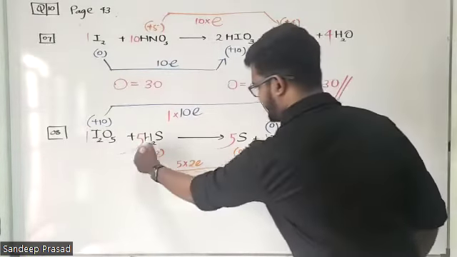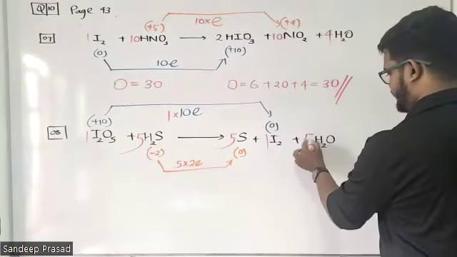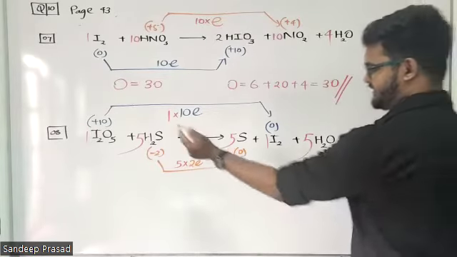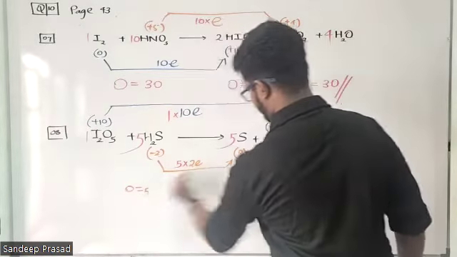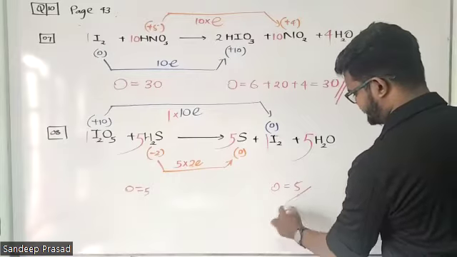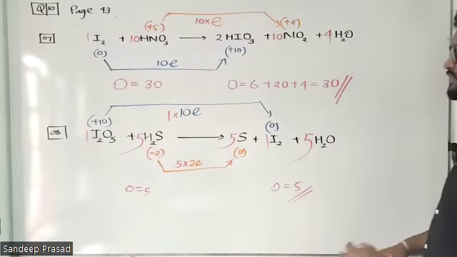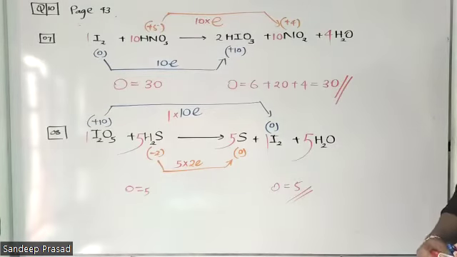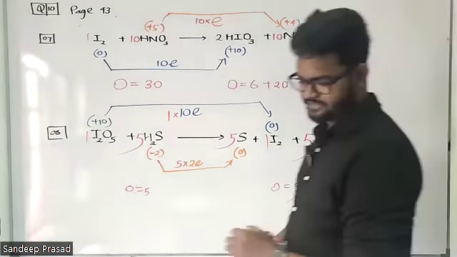And you can see that number of hydrogens are 10. Therefore, you can put 5. And you can see that oxygens are 5 here, here also 5. Easy. So the 7th one, 8th one, both are easy. It's not that much of a big deal. Okay. 7, 8.